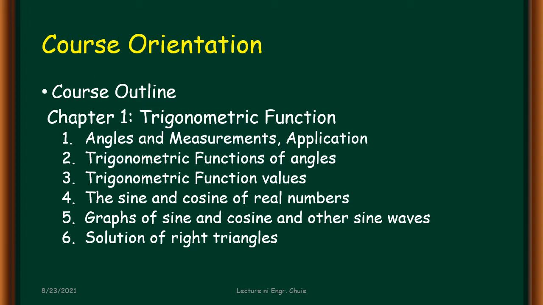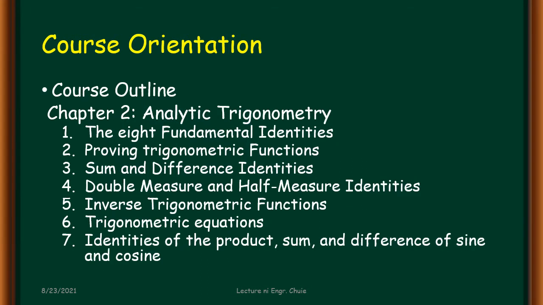Next, for chapter 2, we have analytic trigonometry. We are going to discuss the 8 fundamental identities, the proving, the sum and difference identities, and the double and half measure identities. We also discuss inverse trigo functions, the trigo equations, and the operations for the identities.